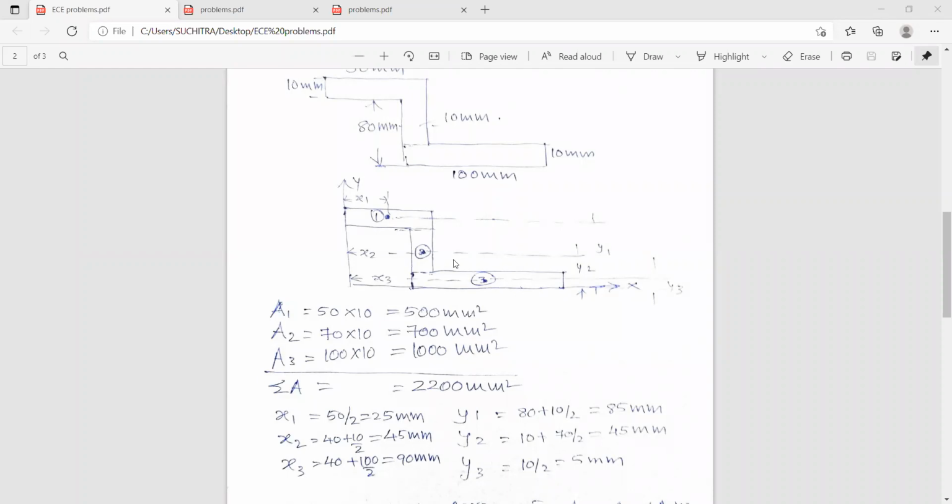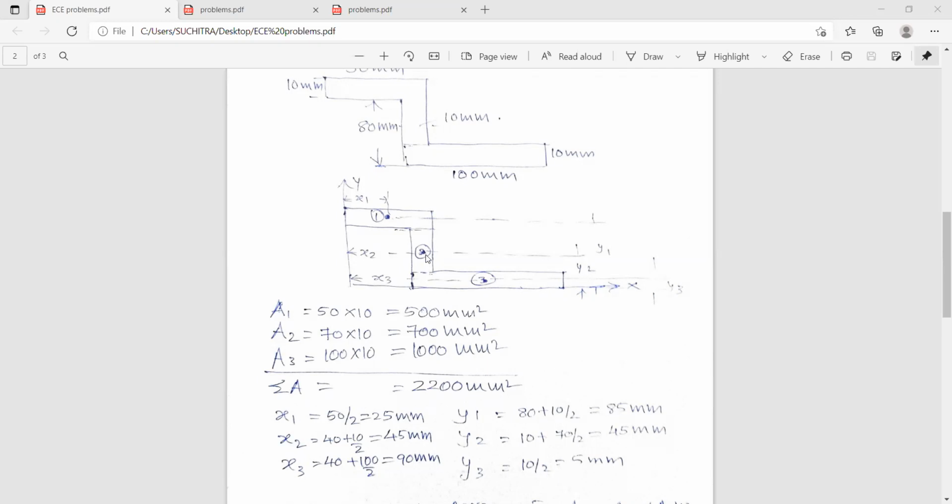So similarly, you find y1. From the center of this figure to this height, y-axis, that is 80. So this total height is 80, and this is 10 by 2. So that is 80 plus 10 by 2. It works out to be 85 millimeters.